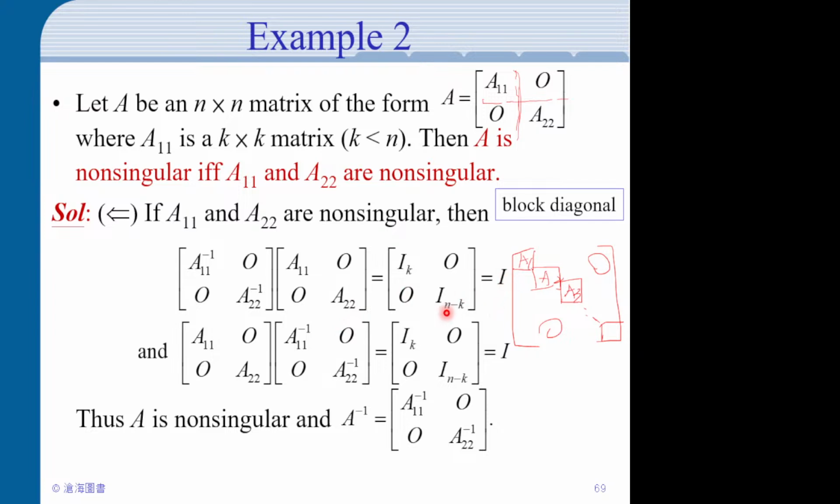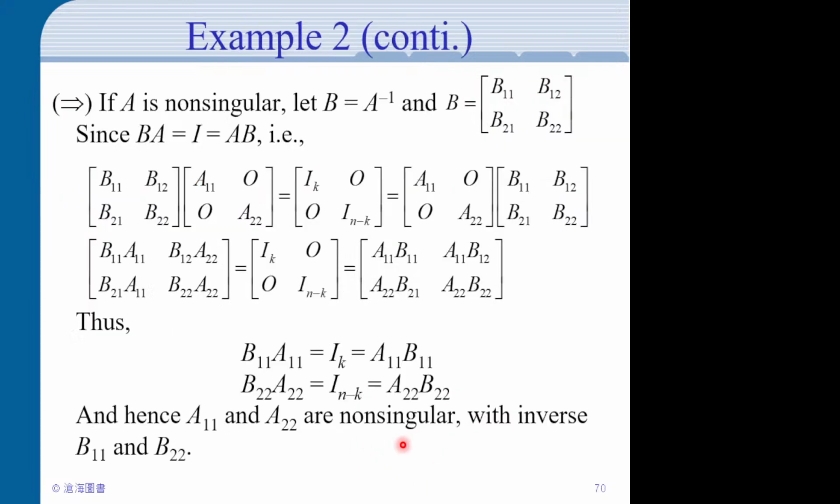And then you can check that it is a right inverse, and actually a left inverse also. So by construction, we have a constructive proof that A is non-singular, because this is A inverse. Then, for the other direction, if A is non-singular, then there is an A inverse, and we write this A inverse in block form.